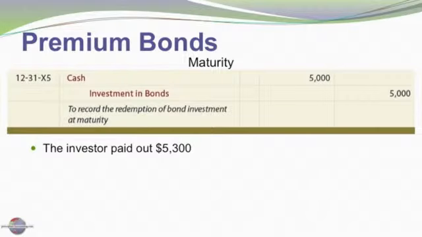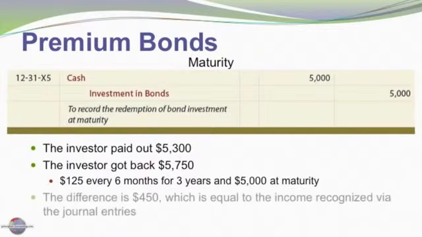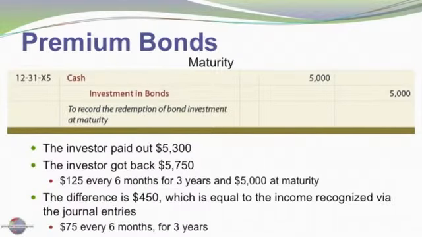Let's think about the cash effects. We invested $5,300. We got back $5,750. That is $125 every 6 months for 3 years and $5,000 at maturity. That's a difference of $450, and indeed that's the amount of income we recognized under this method. Our journal entry showed $75 of interest income every 6 months for 3 years, or a total of $450. So indeed the change in cash is what we recognized as interest income.